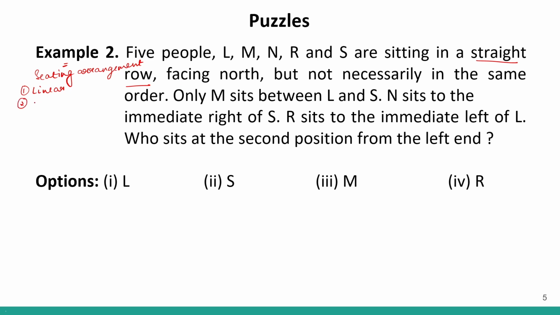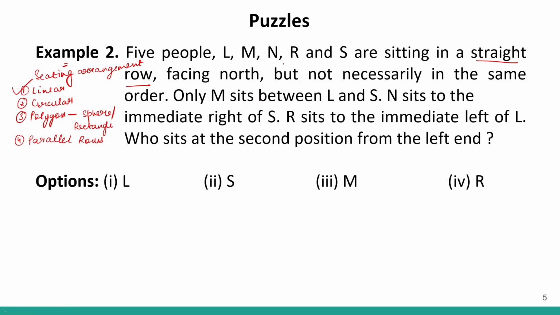Second type is your circular seating arrangement, where everybody sits in a circle. Third type is your polygon. In polygon, there are two very common shapes. I have told you this, square and rectangle, correct? And what is the fourth type? The fourth type is parallel rows. So this particular question belongs to linear seating arrangement. Okay, now let us come to the question.